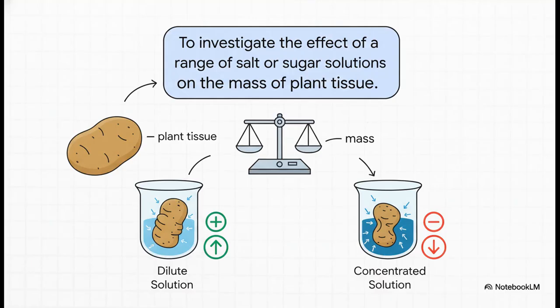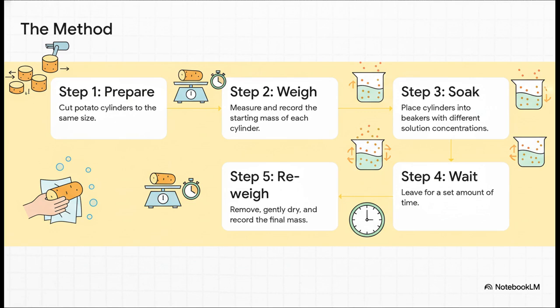So every great experiment needs a clear aim. And for this one, our mission is to figure out how changing the concentration of a solution affects the mass of some plant tissue. In our case, a good old potato. Is it going to soak up water and get heavier? Or will it lose water and get lighter? Let's find out.